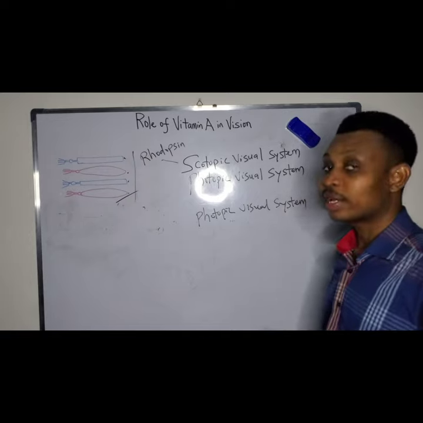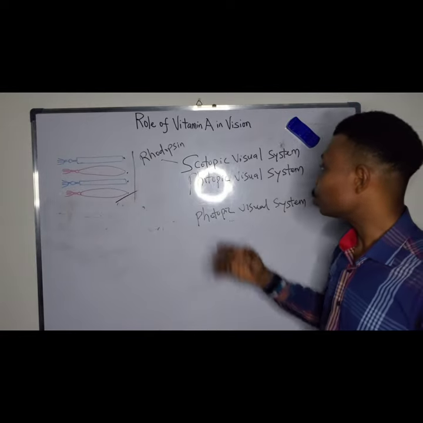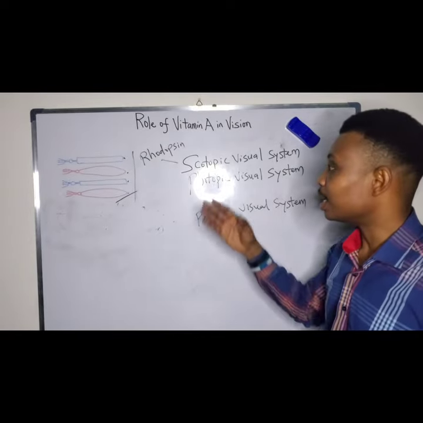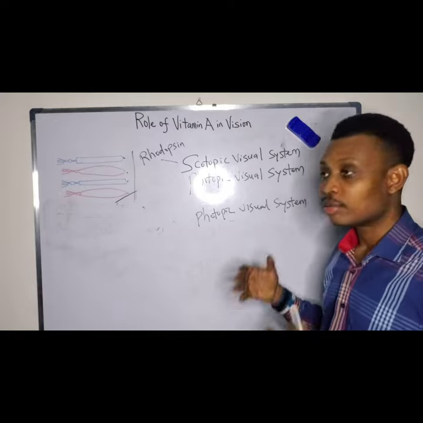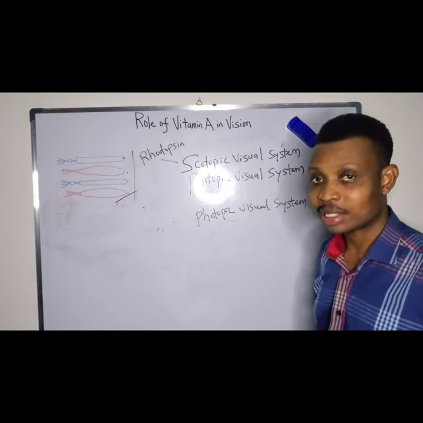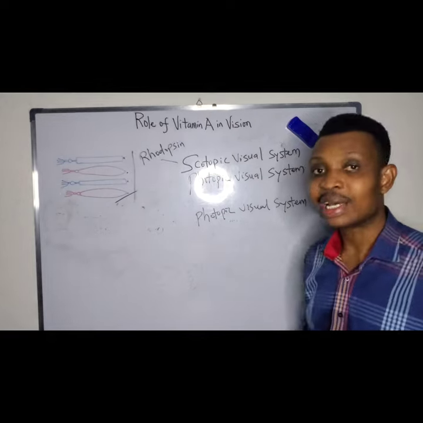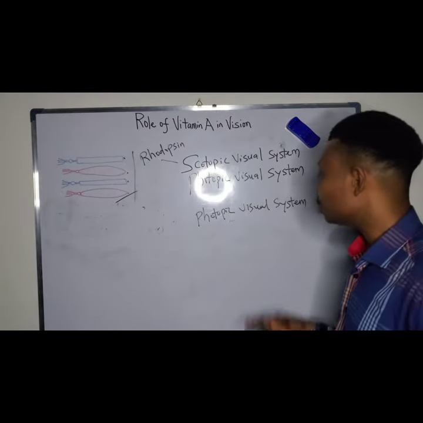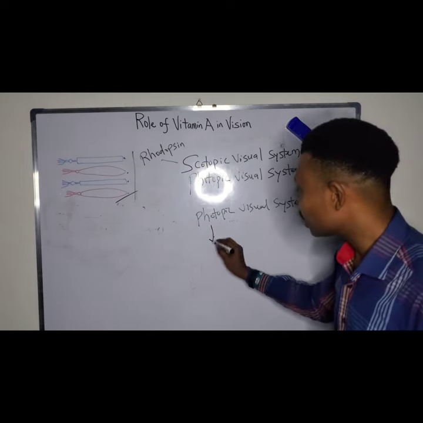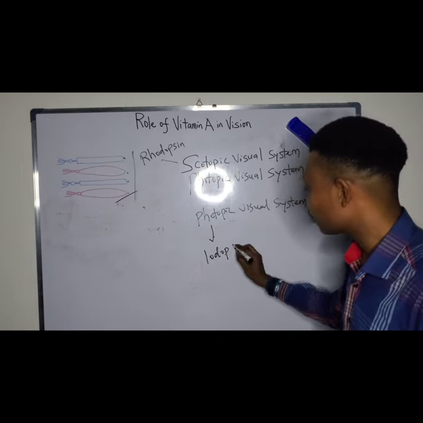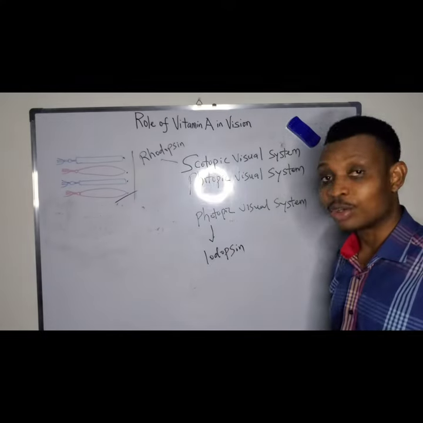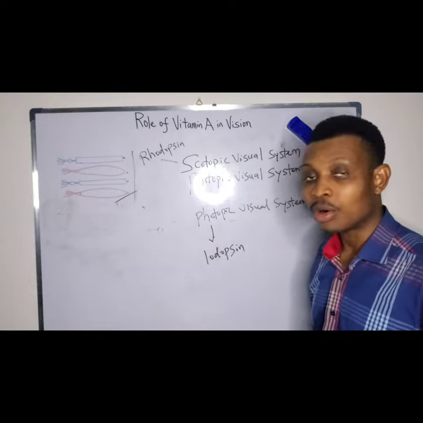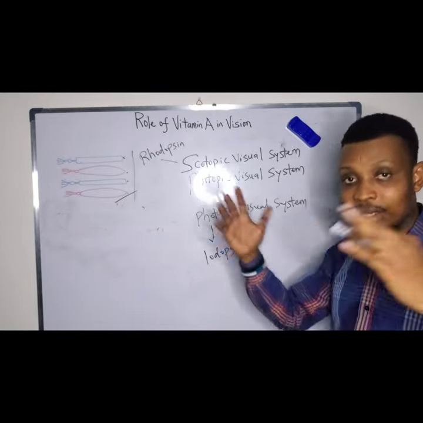From my previous explanation, the scotopic visual system uses rhodopsin, and because it uses rhodopsin, vision can only be enhanced under dim light conditions, while the photopic visual system makes use of iodopsin, and because of that, it enhances vision during the day or under bright light, including in the night under bright light.